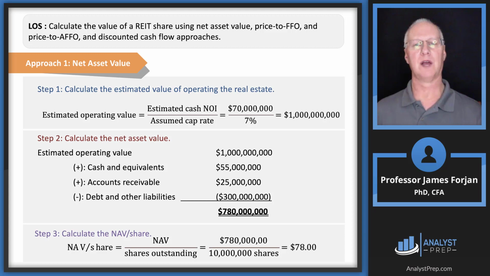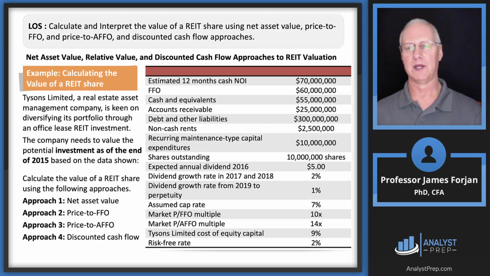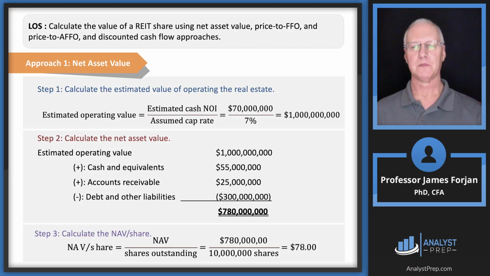To get the net asset value per share, all we do is take that and divide by the number of shares outstanding. So I'll go ahead and toggle back here real quick. Those of you should be looking at your phone. All that information is right here. So that gives us net asset value of 78.